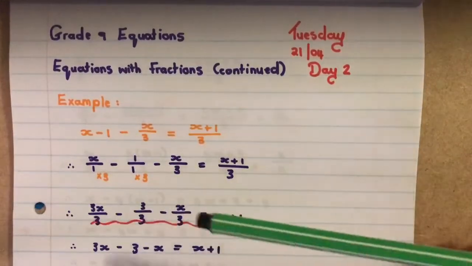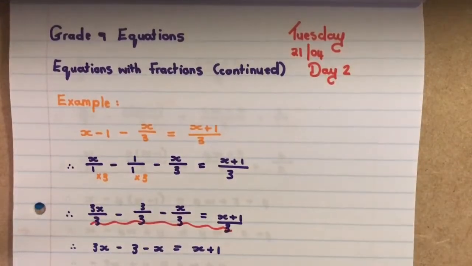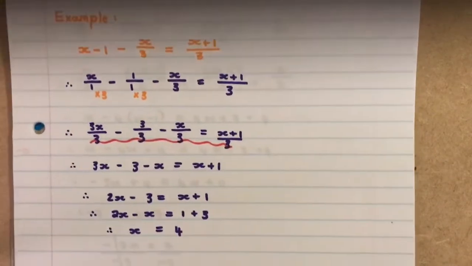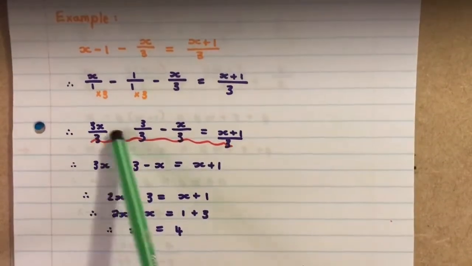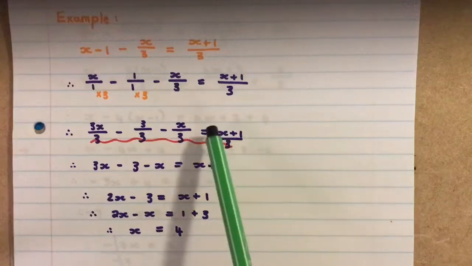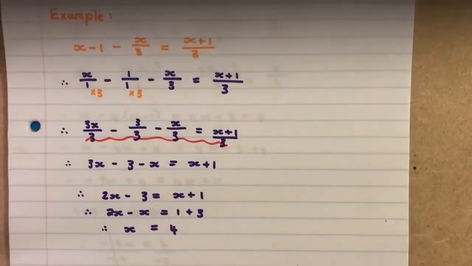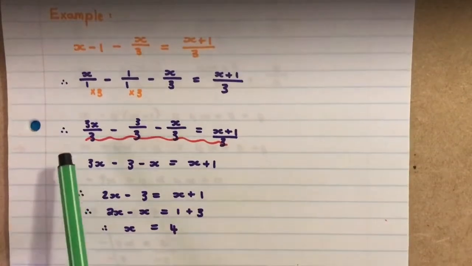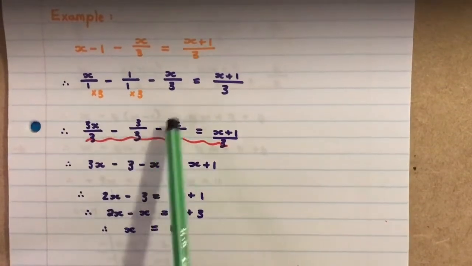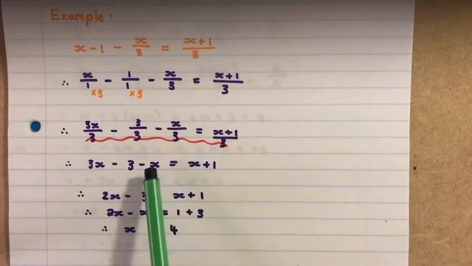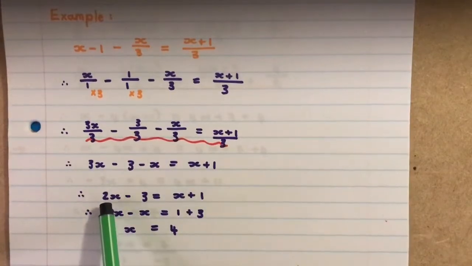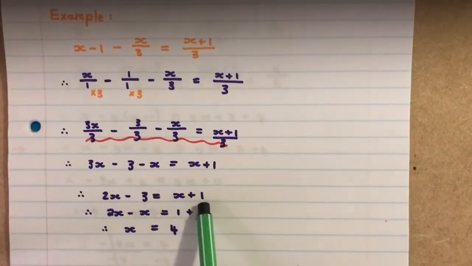Okay, so why do we make them all the same? So that we can drop it like it's hot. Okay, so then you drop it like it's hot. Again, always remember only with equations. You do not do that with algebraic expressions. Okay, then you're left with the top 3x minus 3 minus x is equal to x plus 1. Simplify that side to 2x minus 3 is equal to x plus 1.